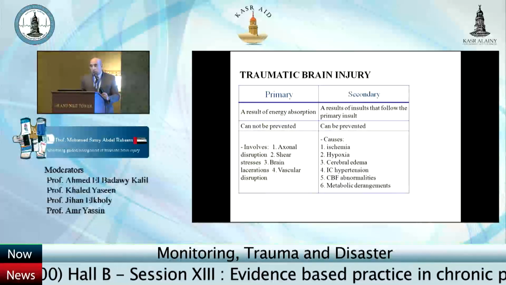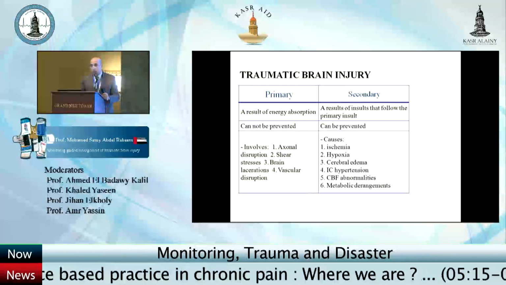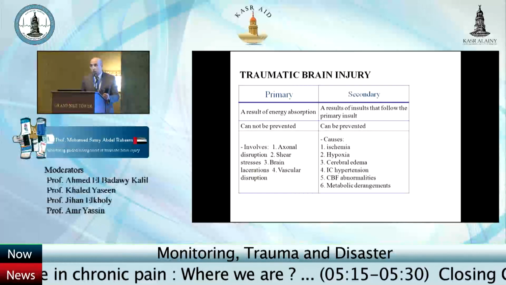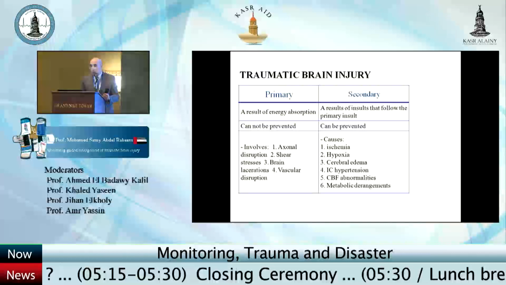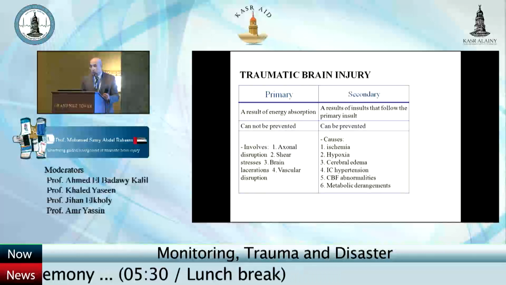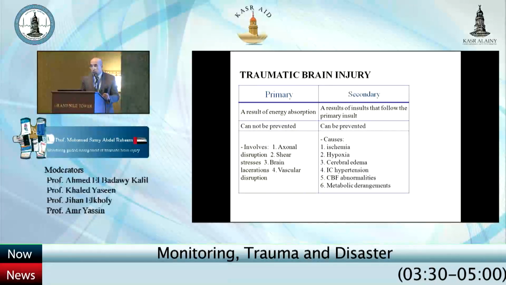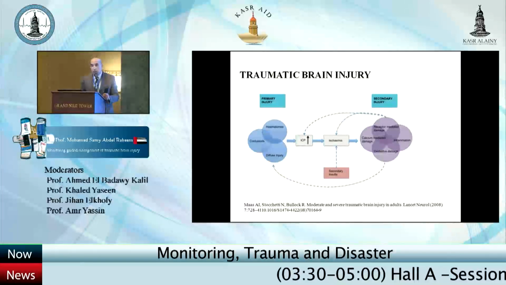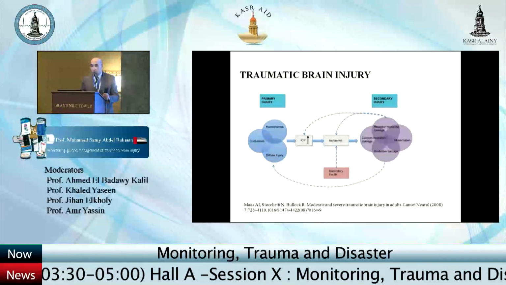When it happens, there are primary and secondary injuries. The primary injury is what happened to the brain immediately after the insult, and we basically have nothing to do with this injury. It involves axonal disruption, shear stress, brain laceration, and vascular disruption. But the most important part that we have to play around with is the secondary injury, which can happen due to edema, increased intracranial pressure, and then squashing of the blood vessels with ischemia and cerebral blood flow abnormalities and some metabolic derangement. This illustrates how the secondary injury can induce further damage to the brain after the primary insult.